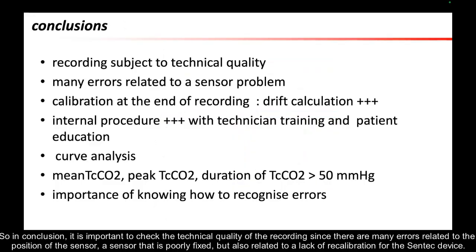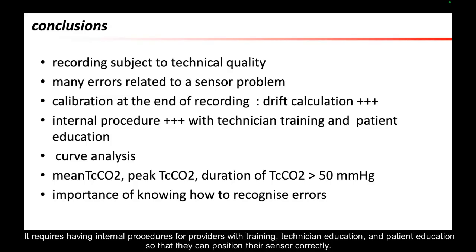So in conclusion, it is important to check the technical quality of the recording since there are many errors related to the position of the sensor, a sensor that is poorly fixed, but also related to a lack of recalibration for the device. It requires having internal procedures for providers with training, technician education, and patient education so that they can position their sensor correctly.